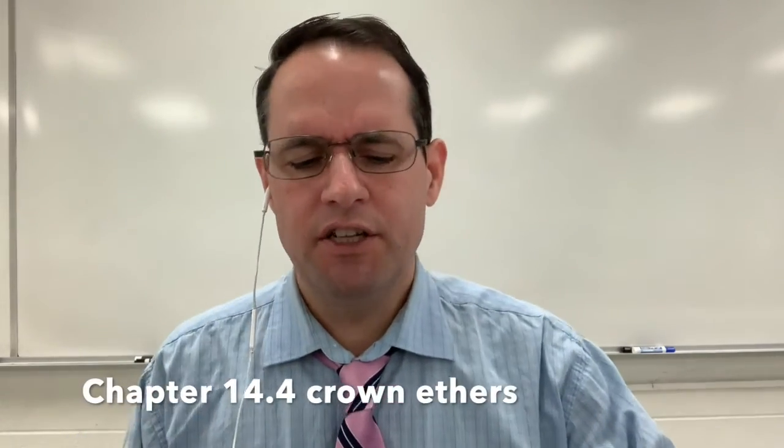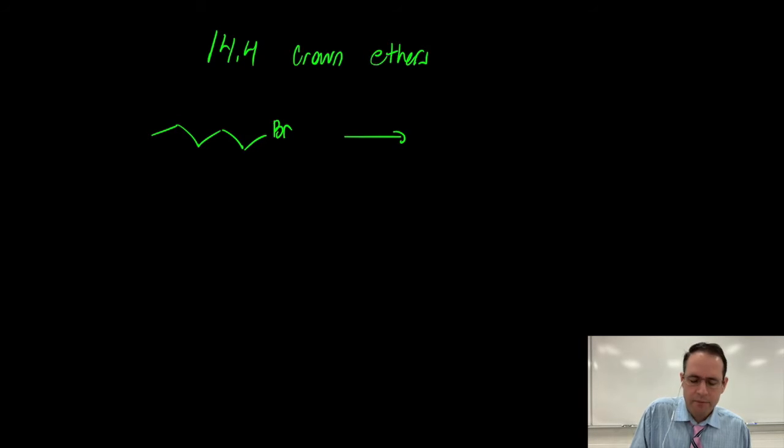Now, crown ethers are briefly mentioned in your textbook. The reason for using crown ethers is to increase the nucleophilicity of the anion in solution and to make that react in something that's nonpolar, for example, okay? So if you wanted to react, so 14.4 crown ethers. Okay, so if we had something like this, and we wanted to treat this with potassium fluoride.